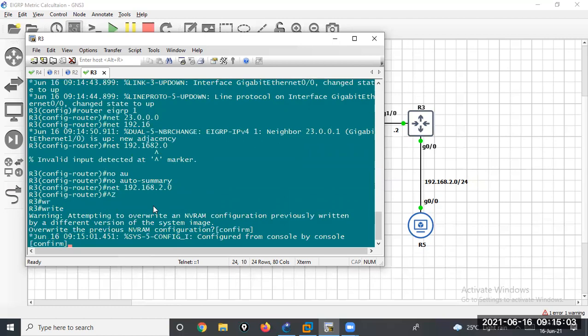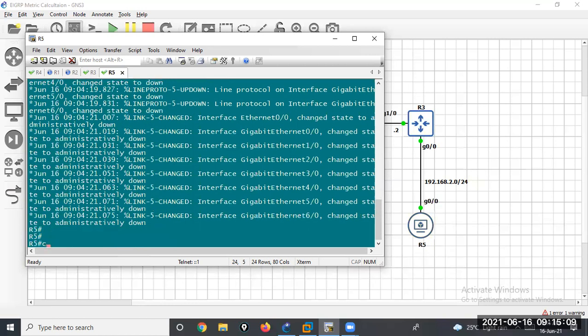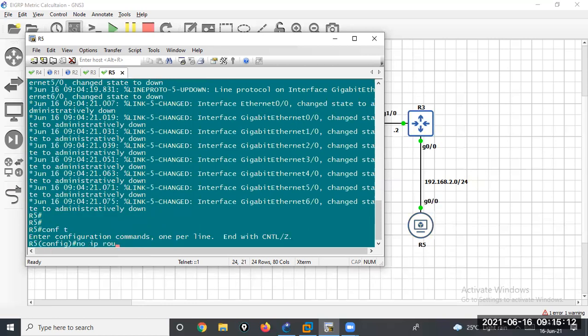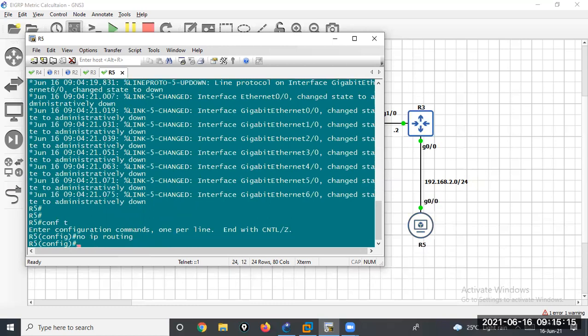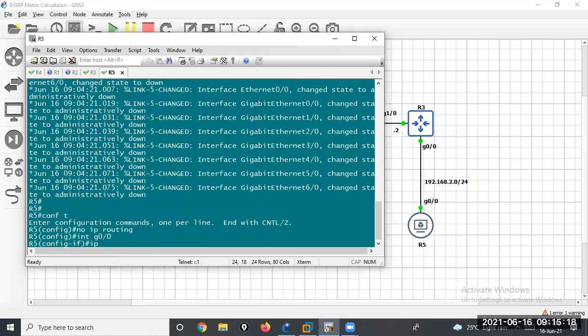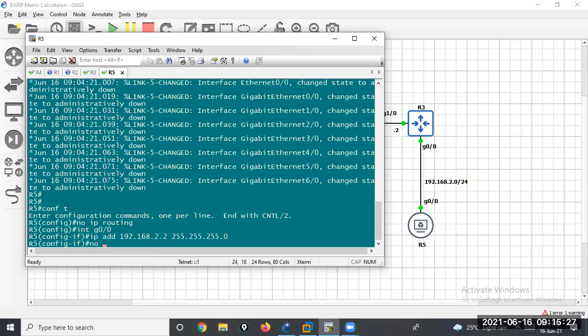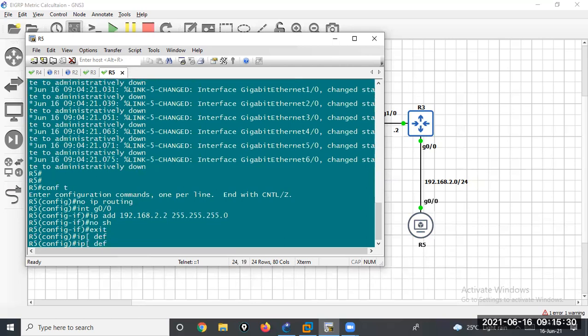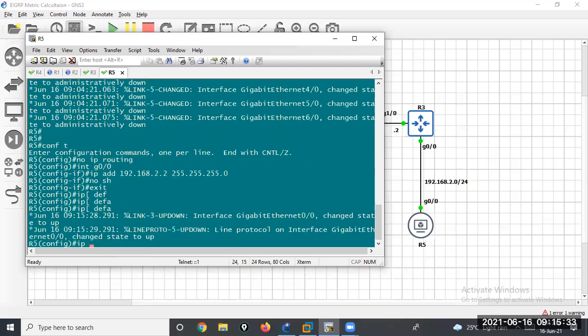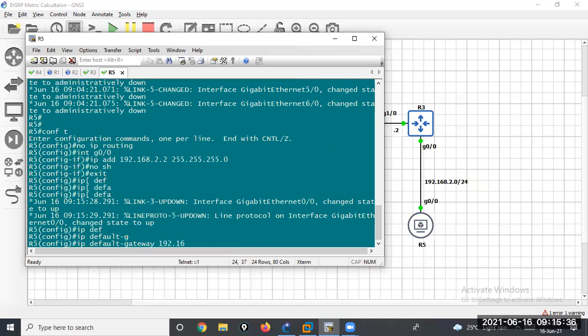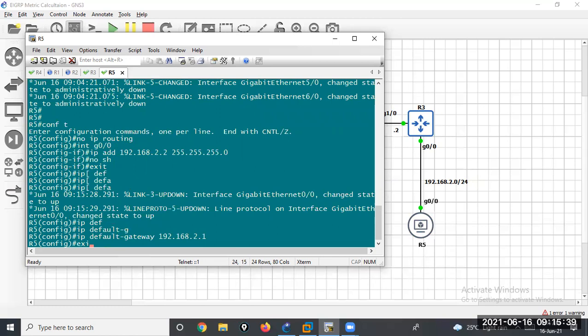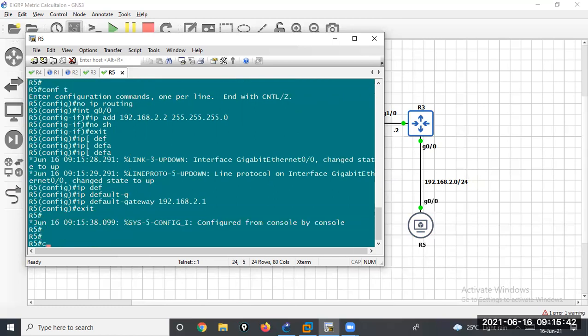Save the configuration. Now come to router 5. Make it a PC. First disable routing: no ip routing. Now configure interface G0/0, IP address 192.168.2.2. Mask is 255.255.255.0. No shutdown. Exit. Now configure the default gateway, 192.168.2.1. This is the default gateway. So this is the EIGRP configuration.